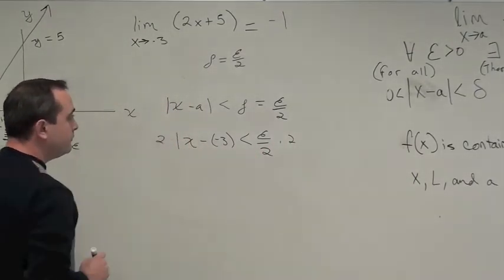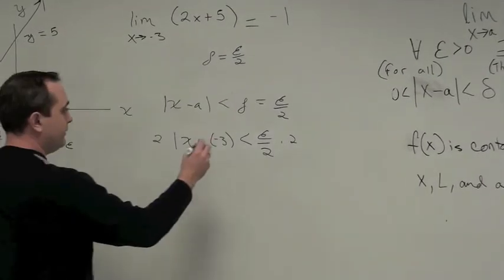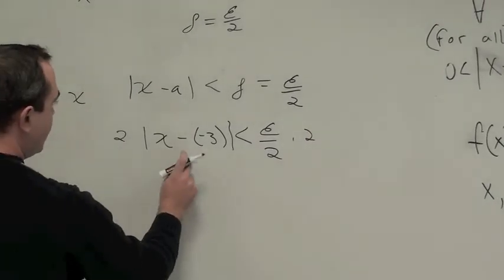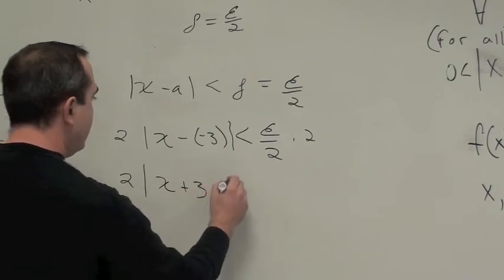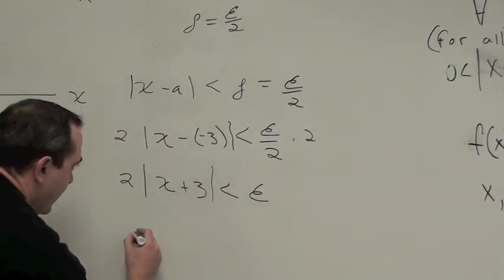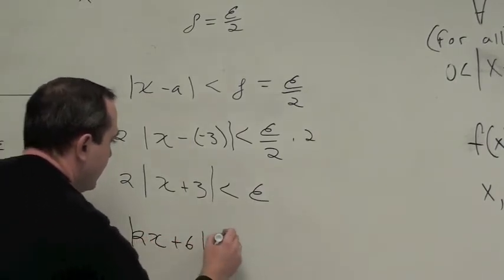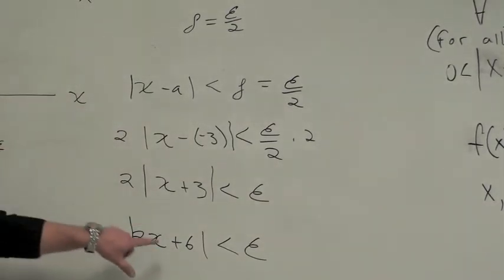The absolute value, the x? Yep, oh, sorry about that. So here's the absolute value there. And then what we're going to do is multiply this through, so I get the absolute value of 2 times x plus 3 less than epsilon. Multiply this 2 through, and I get the absolute value of 2x plus 6 less than epsilon. And this is what we wanted to prove.